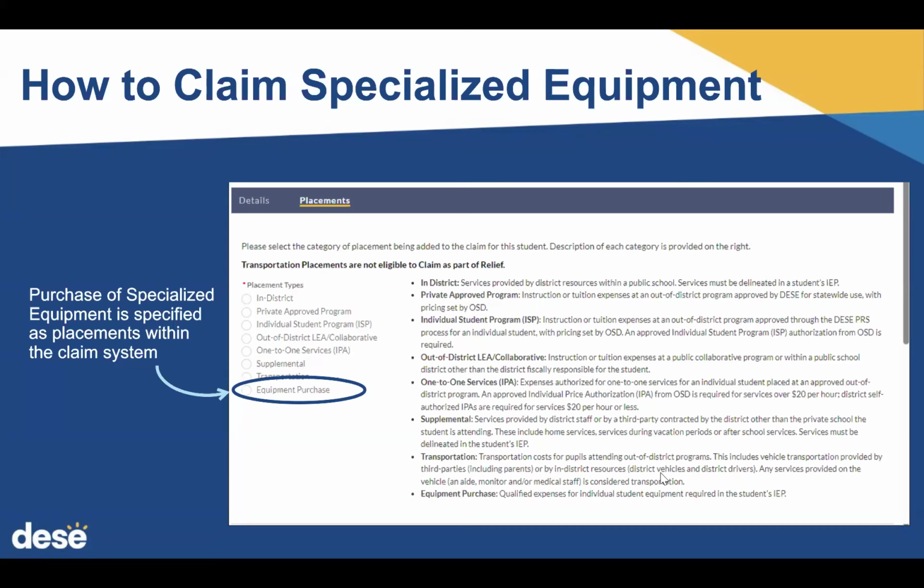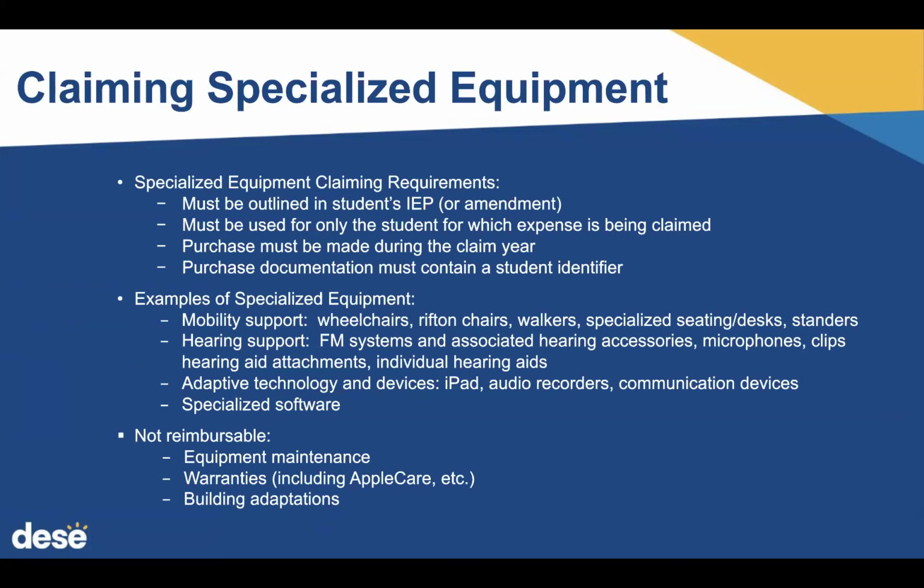This slide highlights the claiming requirements for specialized equipment, common examples of specialized equipment claimed by districts, and equipment-related costs that are not reimbursable. In order to claim specialized equipment, there are 4 basic requirements. The equipment claimed must be outlined in the student's IEP or in an IEP amendment. The equipment must be for a specific student.